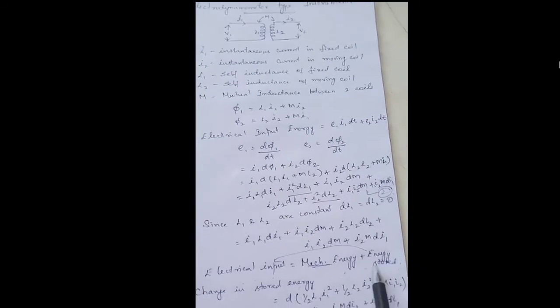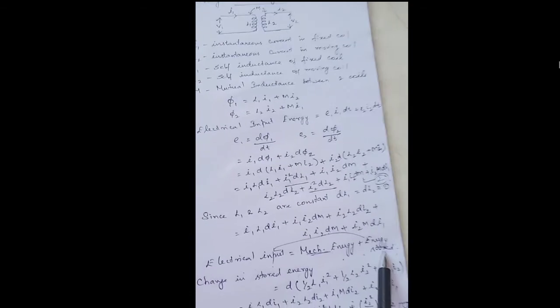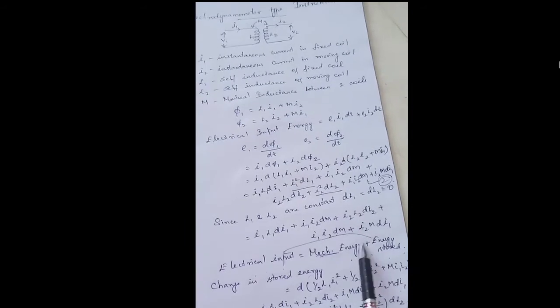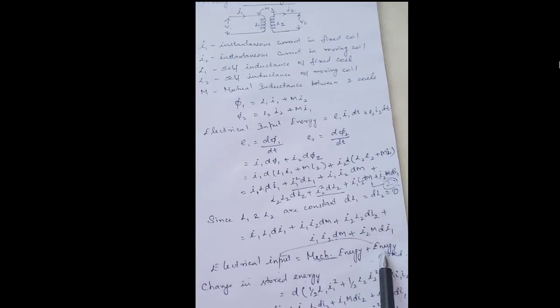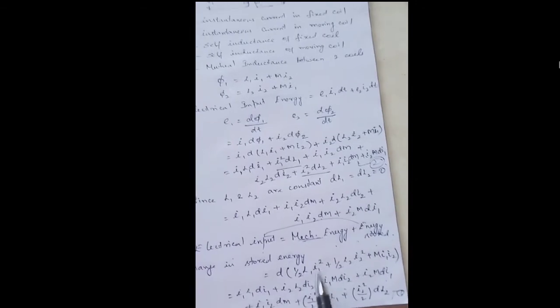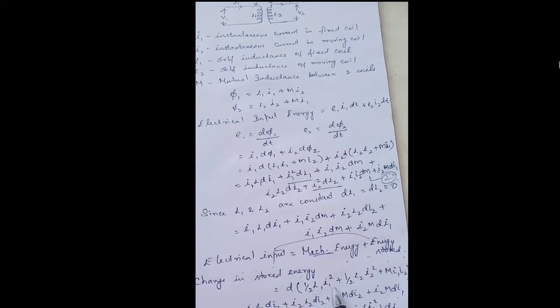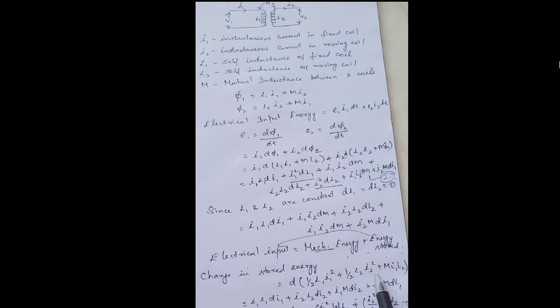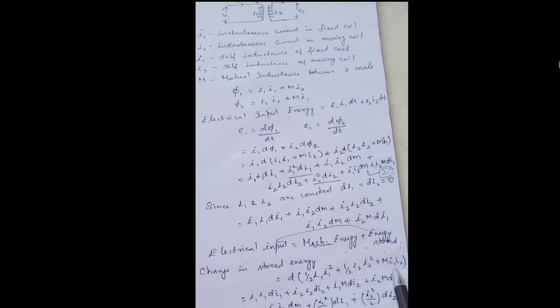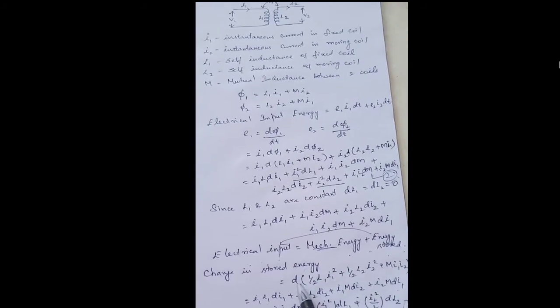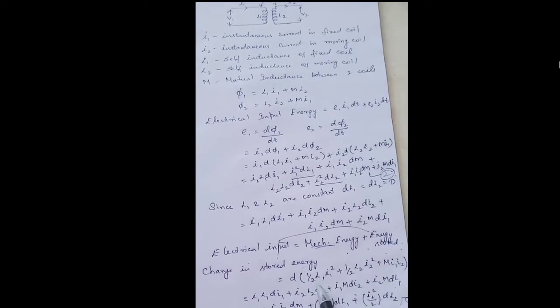Then we need to find out what's the energy stored. Normally in inductors, the stored energy can be written as 1 by 2 L I square. So based on that we need to derive the equation for the change in stored energy. So it will be the differentiation of 1 by 2 L1 I1 square plus 1 by 2 L2 I2 square plus M into I1 I2. So here we have three terms. Outside we have differentiation, so we need to differentiate these three terms one by one.